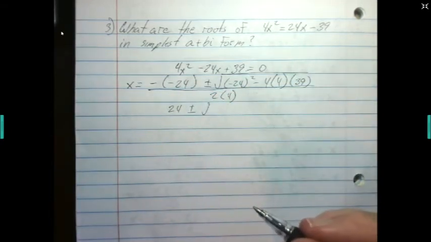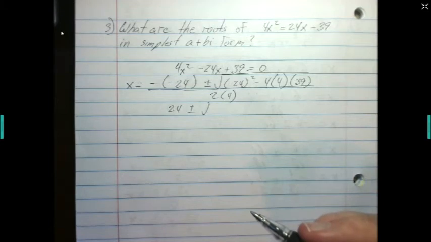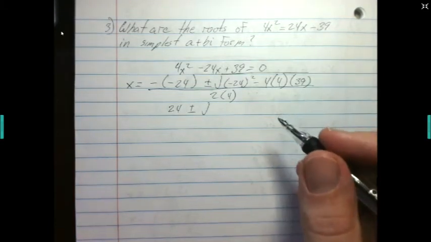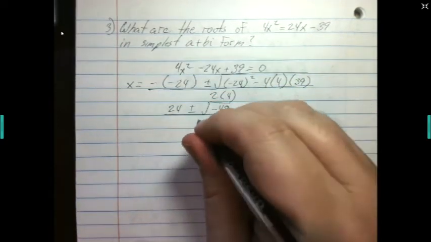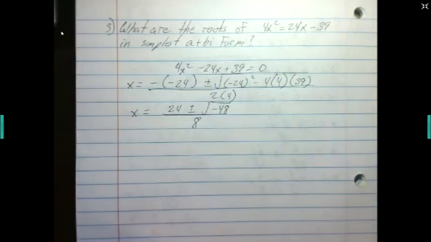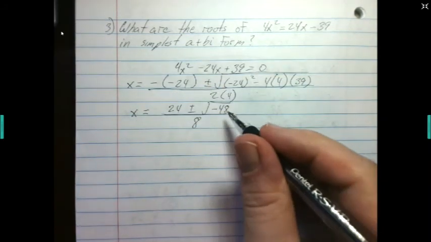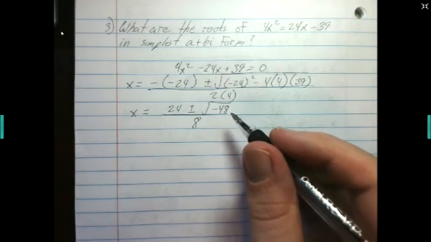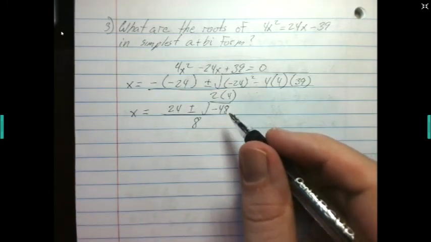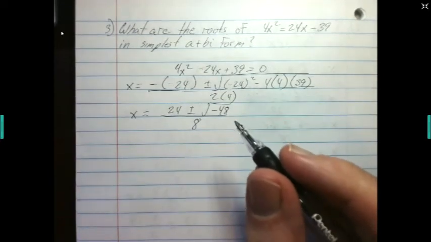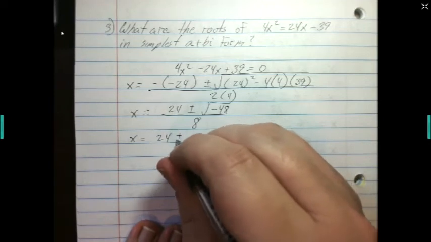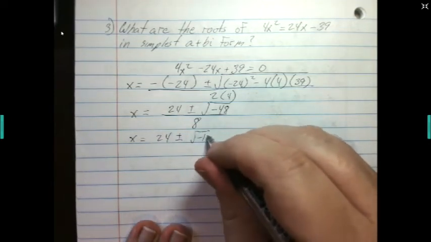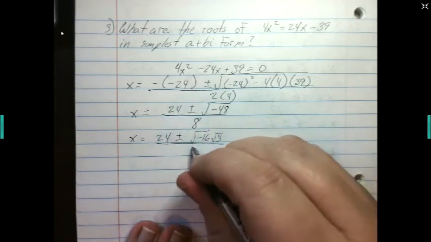So I can do 24 times 24 minus 4 times 4 times 39. That's going to equal negative 48 over 8. Now, we got a lot going on here. This isn't a perfect square like the other ones were, so we need to simplify it. So that's going to be 16 times 3. Just double check. So that's going to be equal to 24 plus or minus the square root of negative 16 times the square root of 3 over 8.